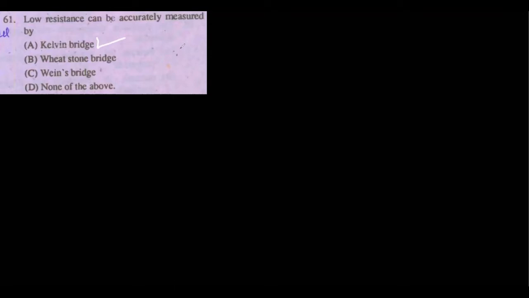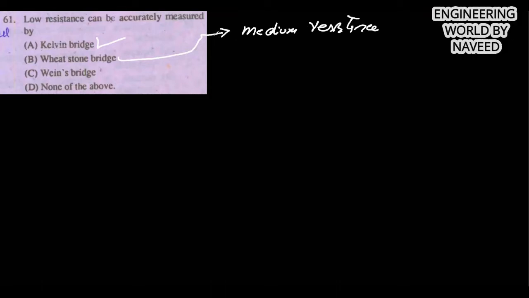So let's explain it a little bit more. Kelvin bridge is used for the measurement of low resistance, while the Wheatstone bridge is used for the measurement of medium resistance. And also Wheatstone bridge is used for the measurement of absolute resistance.